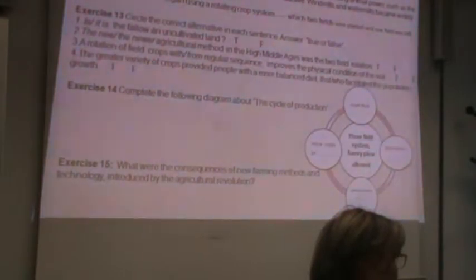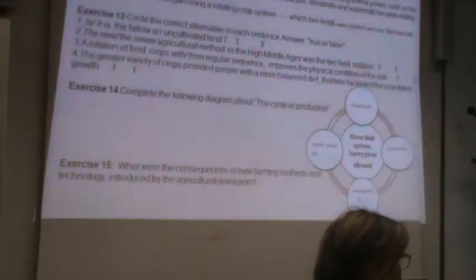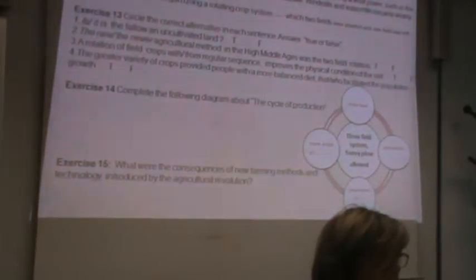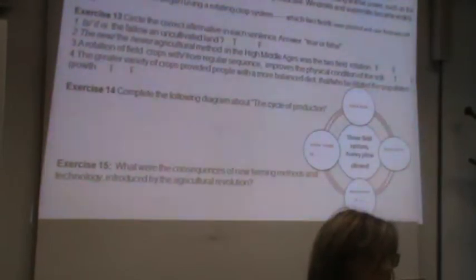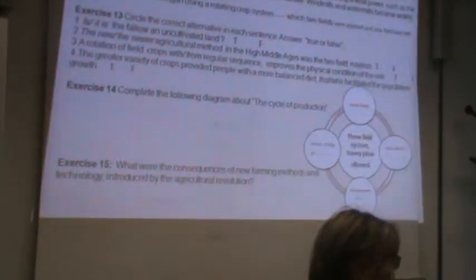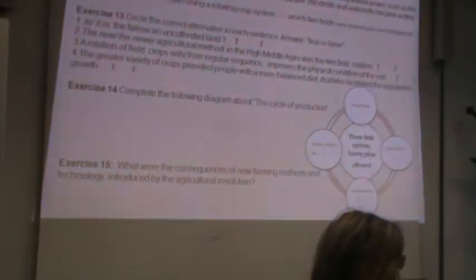And exercise 15 is a written exercise. They have to write the consequences of new farming methods and technology introduced by the agricultural revolution. So this is the end; I don't know if they understood all the lesson or not. Okay, I finished.